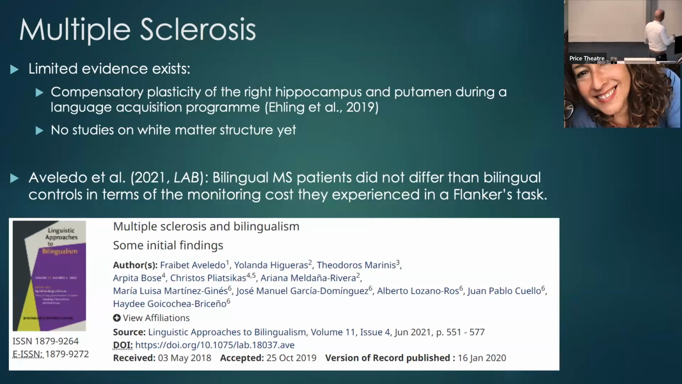But what we did, this is just a behavioral study, which I wanted to report here because we found that bilingual MS patients did not differ from bilingual controls in the monitoring costs they experienced in a Flankers task. So I just want to mention we have some small initial behavioral evidence for what I was going to say, cognitive reserve in patients with MS.